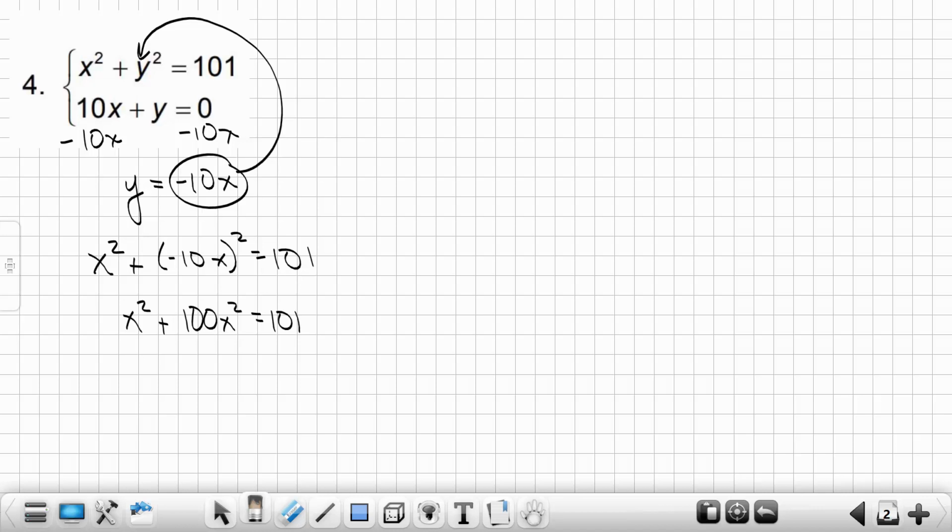Could you subtract the 100 from the x squared? Or do they have to be together? Well, they can combine. They're like terms, Aaron. 101x squared. If I said I had one cat plus 100 cats, I'd have 101 cats, right? This is just 101x squared.